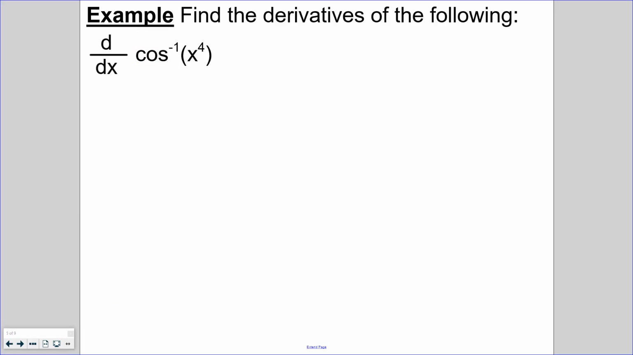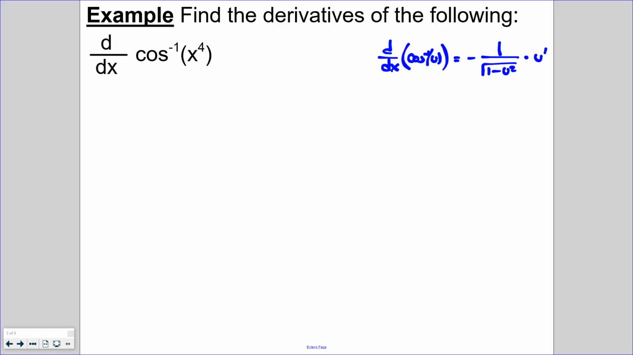All right, moving on. Now we want to find the derivative of inverse cosine of x to the 4th power. So again, we're just going to do a little bit of side work here before we dive in, because we know that the derivative of inverse cosine of u is going to be negative 1 over the square root of 1 minus u squared times u prime. Because again, the only difference between inverse sine and inverse cosine is that negative in front.